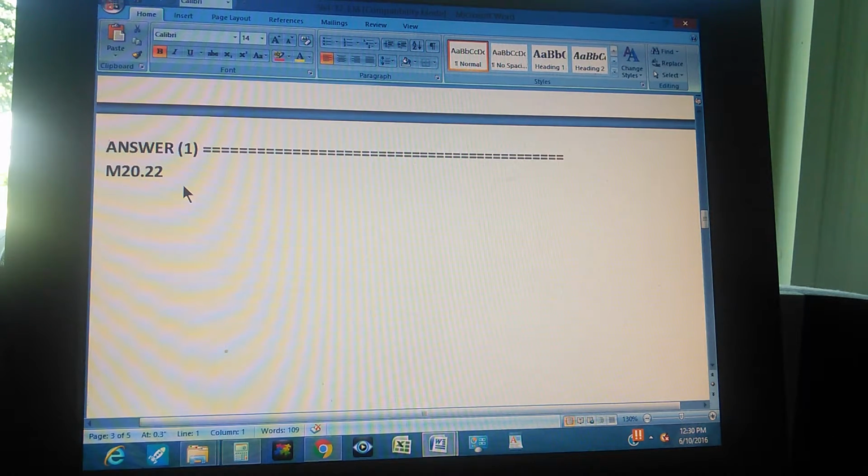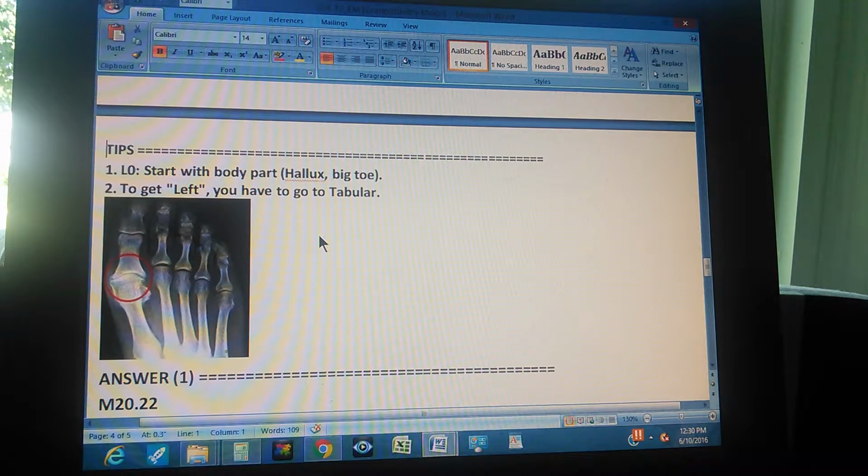If you didn't get it, let's give you a tip. In first place, we consider this a level 0. Why? Because you have to start with the body part, hallux, and that is big toe. All you have to do is go to the index and look for hallux, and then it's very obvious what the next step is. And the second tip is to get left, you have to go to the tabular. In the index, you're not going to find left or right or unspecified. But if you go to the tabular, there is left, right, or unspecified. So you get the exact code from the tabular. So these are the 2 tips that we have for you. And now you know the answer already is M20.22.